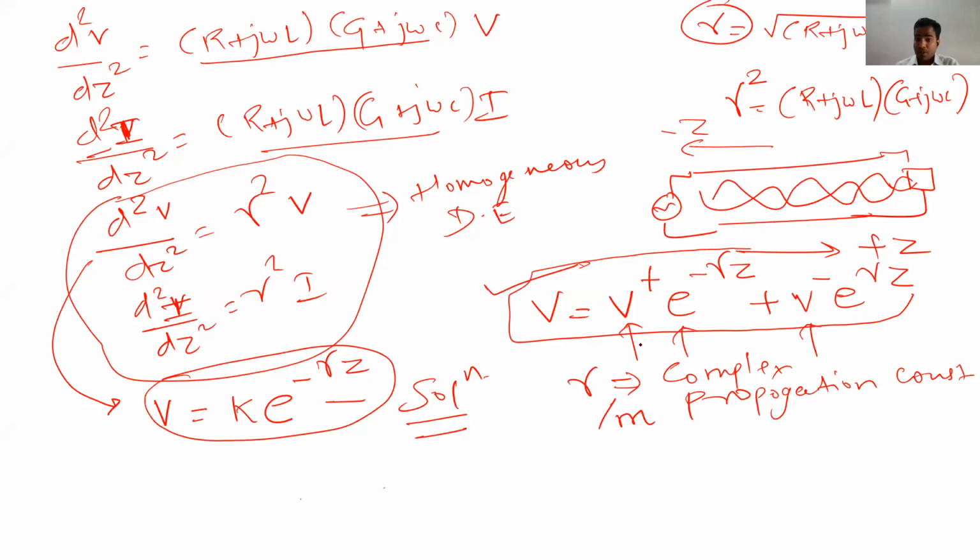So this is a wave traveling in the plus z direction, and this is the wave traveling in the minus z direction. What we are getting is the voltage wave as the superposition of the forward and reverse traveling waves. This will be a standing wave, and we'll analyze that in future. This is the wave equation of the voltage. Similarly, for current we will get I equals I plus e raised to minus gamma z, the current traveling in the forward z direction, plus I minus e raised to plus gamma z.